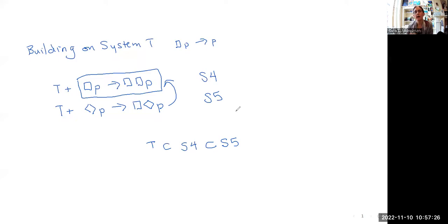Now, in a little bit, we will talk about an alternative axiomatization of S5, which makes it clear how it is an extension of S4, because we will get it by adding the S4 axiom plus something else.